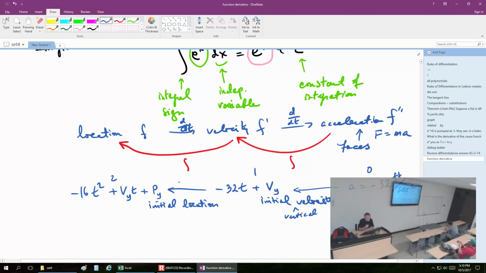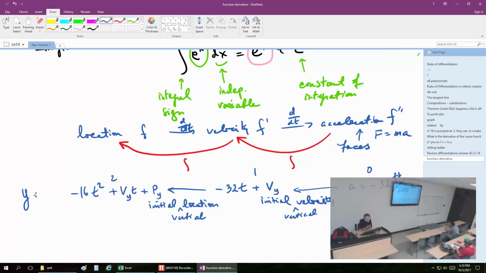When we integrate one more time, there is that extra constant that appears every time we integrate, and I call it py because this is our initial position or initial location, once again vertical. So this is all about y. This is motion with respect to the y coordinate, and that's all there is.